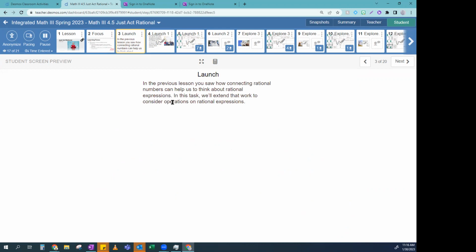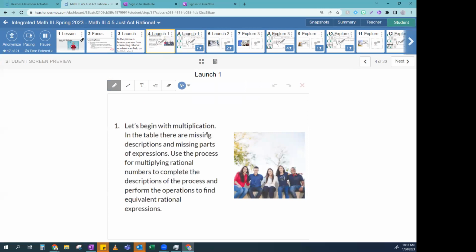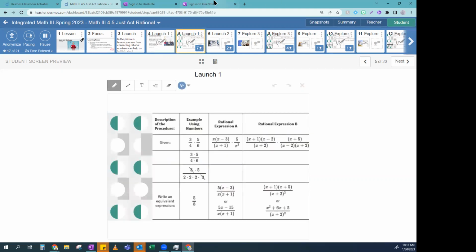All right. So in the previous lesson, you saw how connecting rational numbers, fractions, can help us think about rational expressions. In this task, we'll extend that work to consider operations on rational expressions. So let's begin with multiplication. In the table, there's missing descriptions and parts of expressions. Use the process for multiplying rational numbers to complete the description of the process and perform the operations to find equivalent rational expressions. So here's our chart that they're talking about.